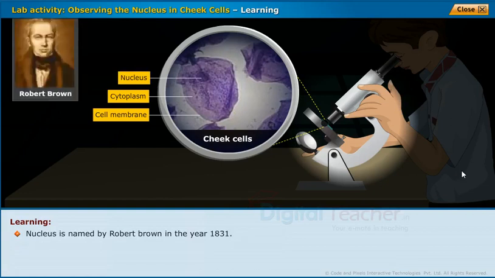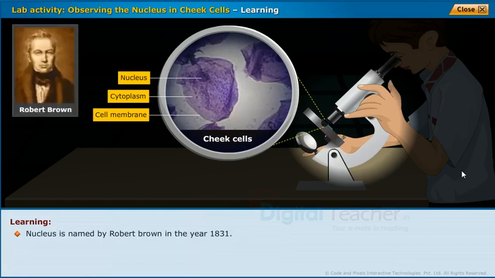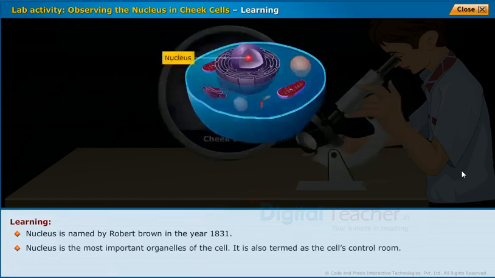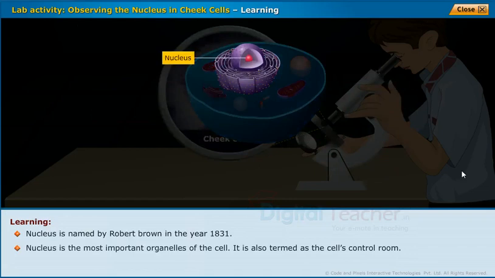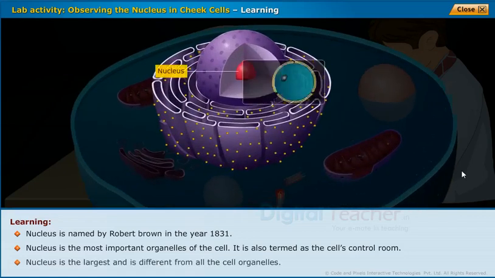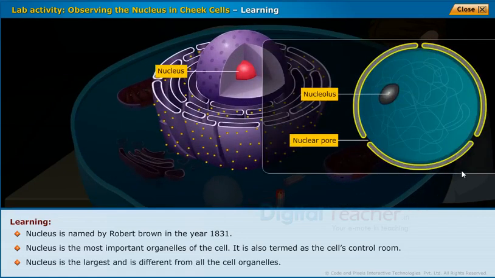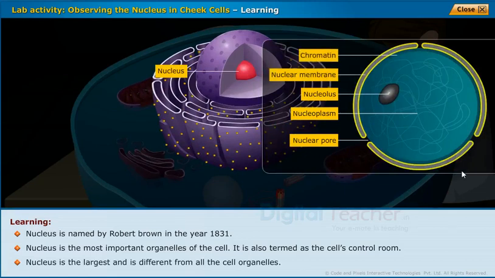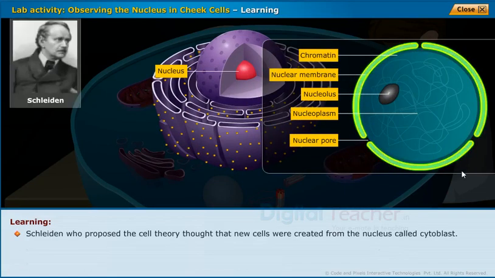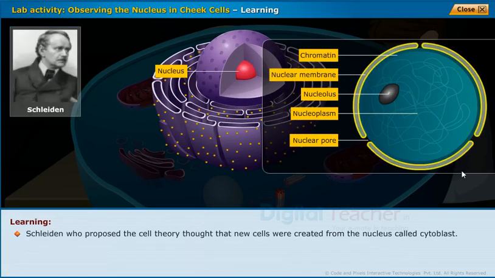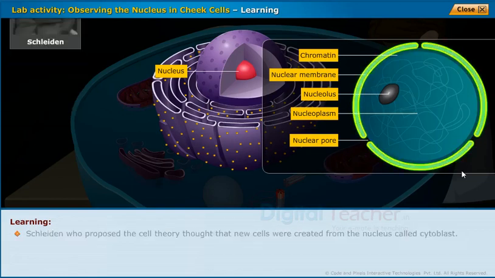Nucleus was named by Robert Brown in the year 1831. Nucleus is the most important organelle of the cell. It is also termed as the cell's control room. Nucleus is the largest and is different from all the cell organelles. Schleiden, who proposed the cell theory, thought that new cells were created from the nucleus called cytoblast.